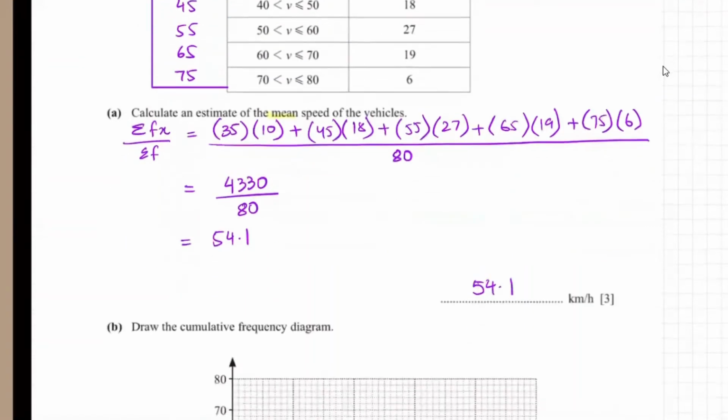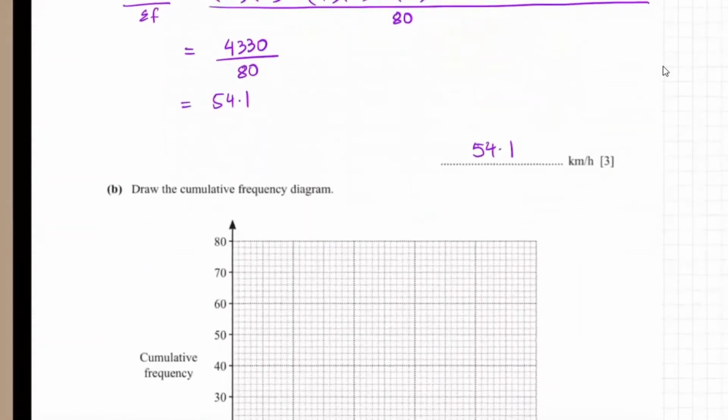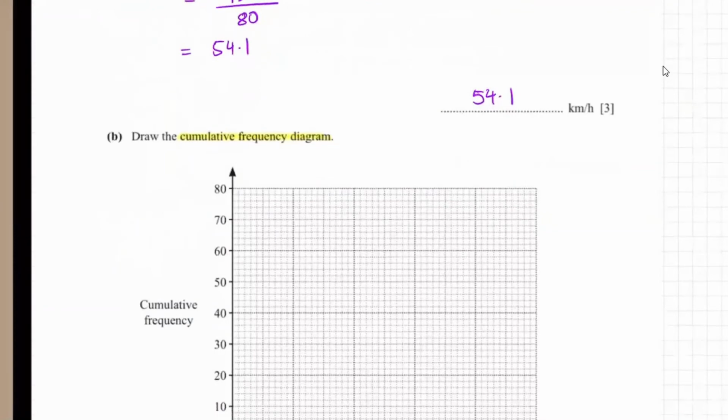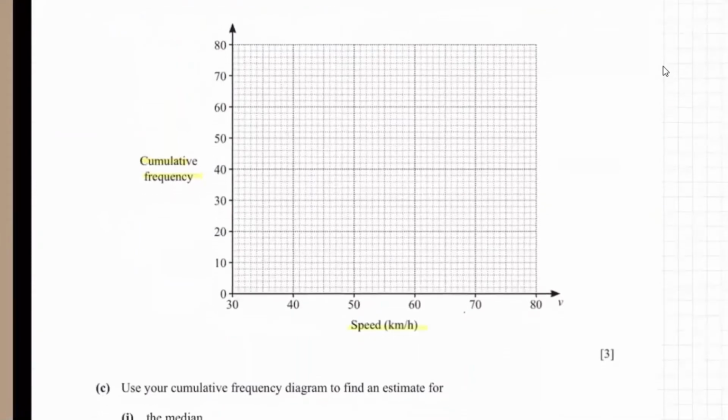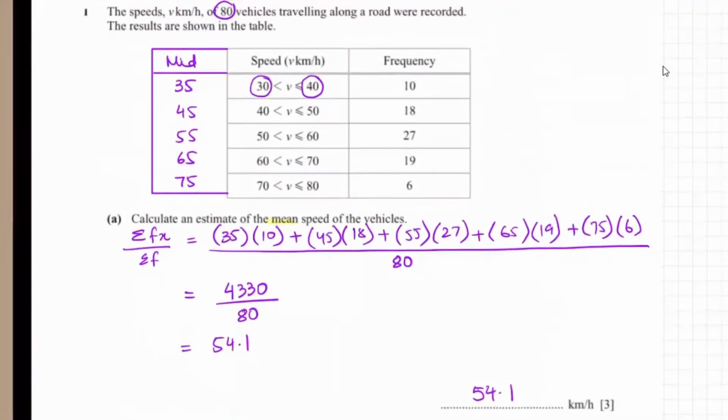Now I'm moving on to the next part. The next part is asking me for cumulative frequency diagram. Now, what is cumulative frequency diagram? Cumulative frequency diagram, as you can see, is plotted cumulative frequency against the x value, which is speed over here. So for that, we first have to find out the cumulative frequency. Cumulative frequency is the frequencies added up. So let's make another column over here and we will be writing the cumulative frequency in this one.